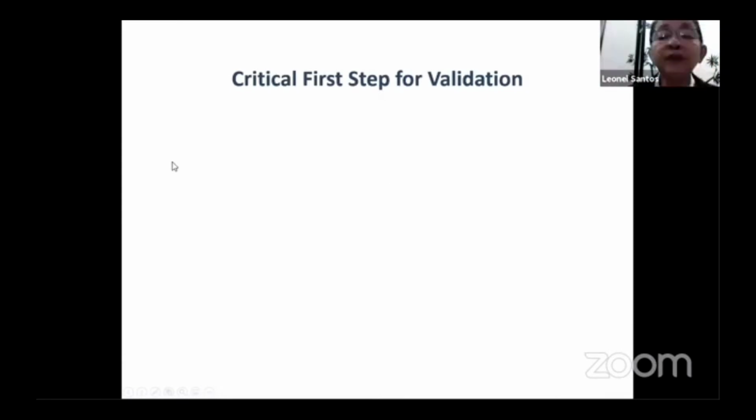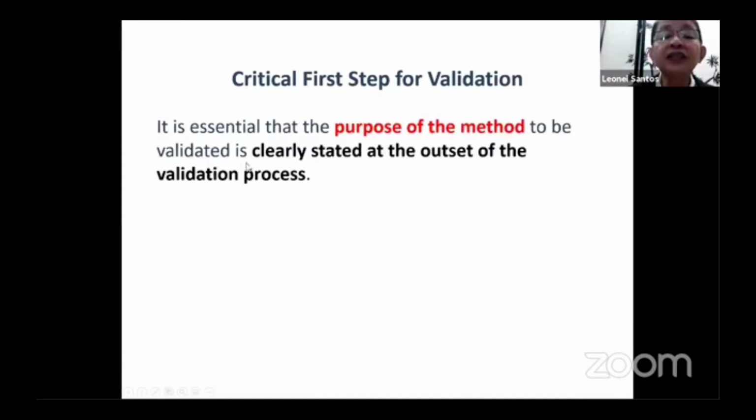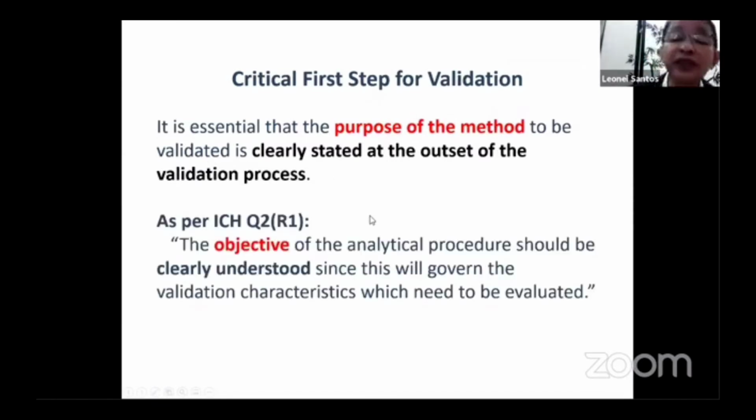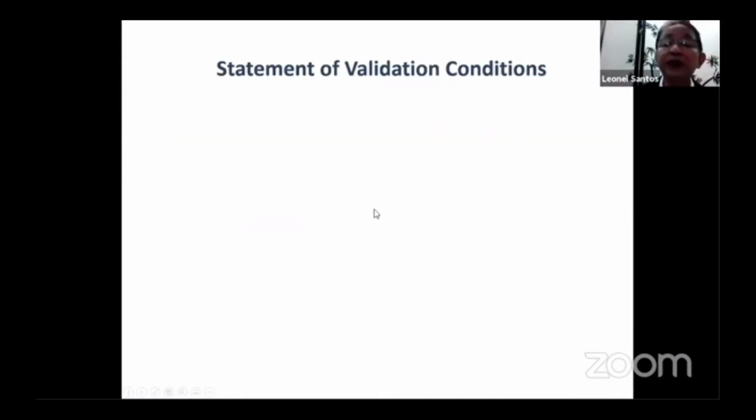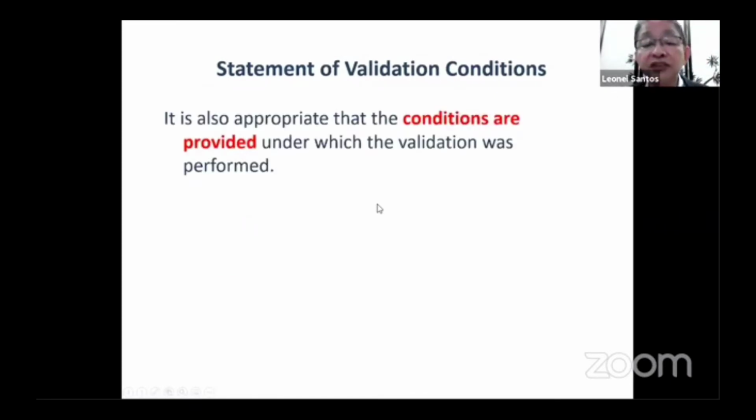Critical step, first step in the validation: it is important that you know the purpose of the method, so you need to clearly state that. And per ICH Q2, the objective of the analytical procedure must be clearly understood. So there must be a statement of the validation conditions.